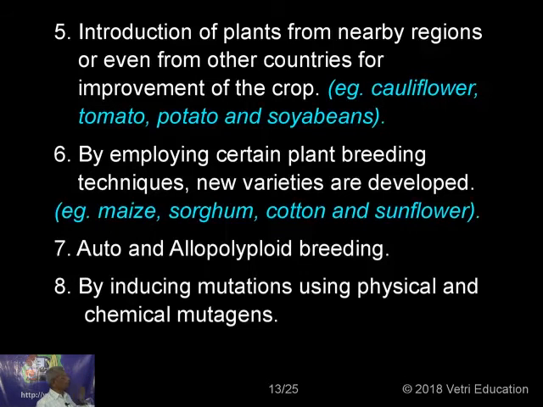Then the fifth one is you can introduce plants from nearby regions or even from other countries for improvement. For example, cauliflower, tomato, potato, soya beans, all these crops are only introduced crops from foreign countries. Now what we think of as Indian crops, many of them, since we are acclimatized and have become familiar with the plants, we think that these plants belong to India. No, we are wrong. Many crops have been introduced from foreign countries.